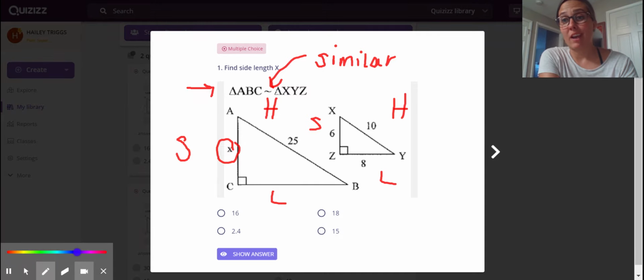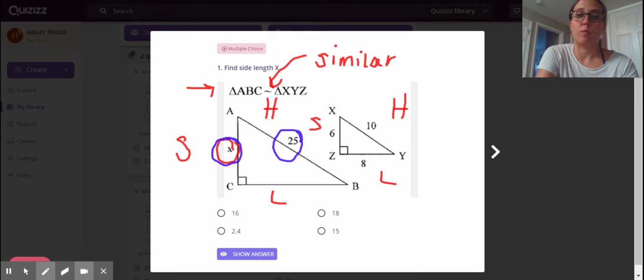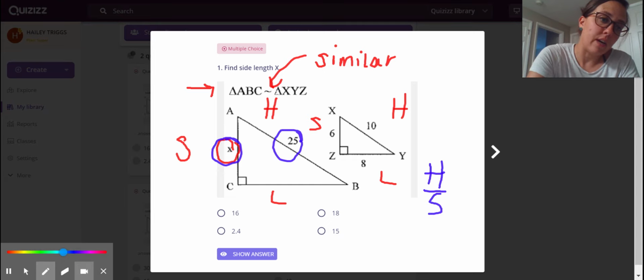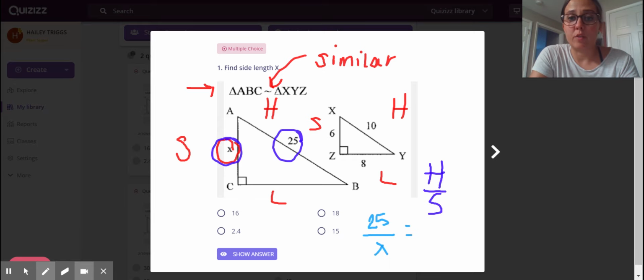So if I'm going to solve for X, I have to create a ratio. We're given the hypotenuse, so I'm going to do hypotenuse over short leg because that's what we're looking for. So hypotenuse over short leg is going to be our ratio. So the hypotenuse for the big triangle is 25 over X, and hypotenuse over short leg for the little triangle is 10 over 6.